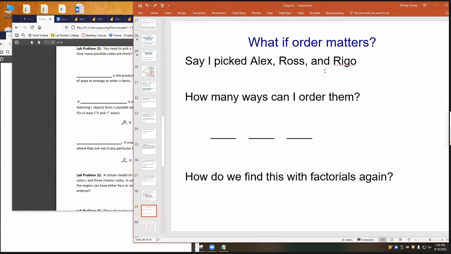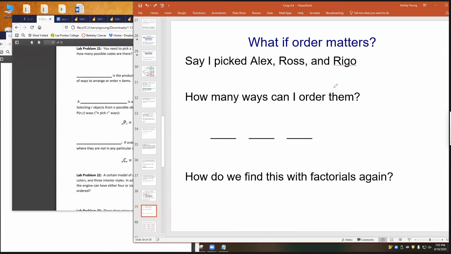Order matters. Say the first guy is going to be checking the kids and making sure they all get on the bus. The next person is going to be gathering up all their lunches. And the third person is going to be making sure the bus driver knows where to go and giving directions to the bus driver. How many ways can I put these three guys in order, to give them each a different task?